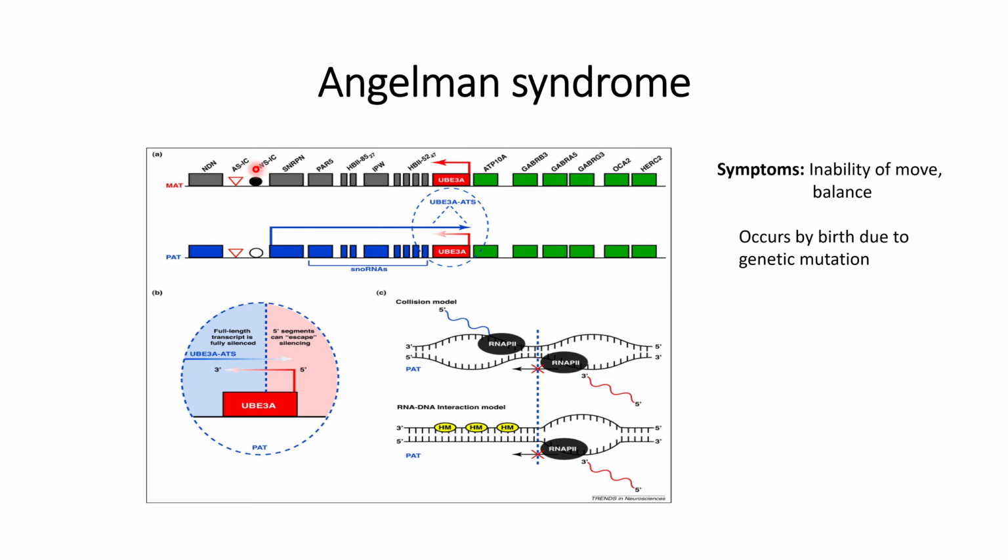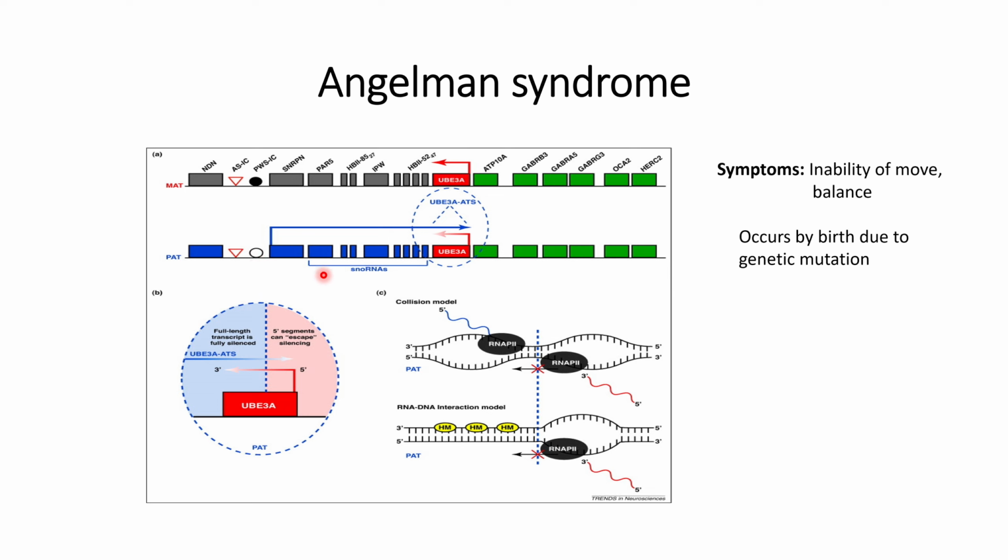What happens in mat is that the PWSIC is methylated, and because of the DNA methylation at this site, it will affect the transcription of its neighboring genes, which are mentioned in gray. However, the transcription of UBE3A occurs without any problem, but this methylation causes a problem in the antisense transcription of UBE3A.